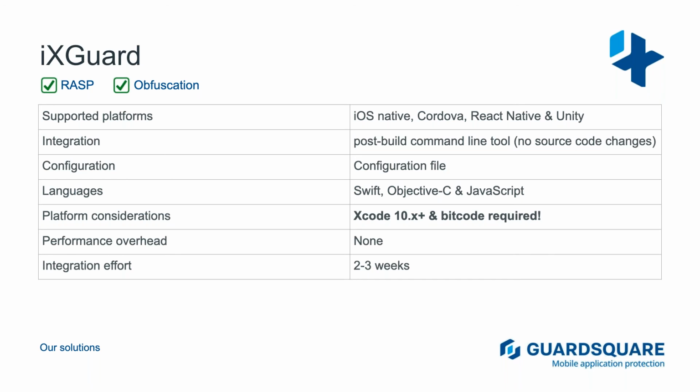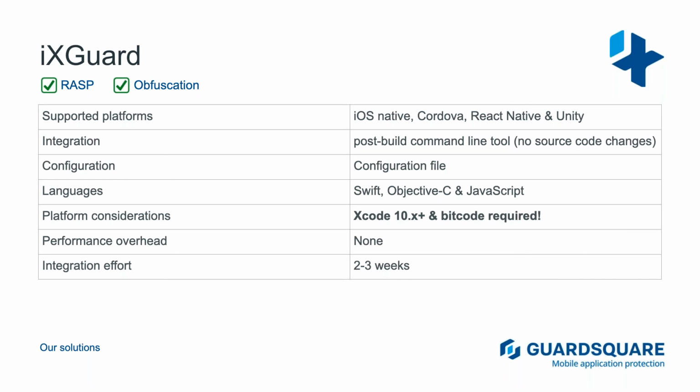That we can protect the JavaScript too, and we also offer protection for Unity applications. In contrast to DexGuard, it doesn't really integrate in the build process. It comes as a post-build command line tool. It will take your SDK or application as an input together with the configuration, and it will produce a protected IPA, framework or dylib as an output.